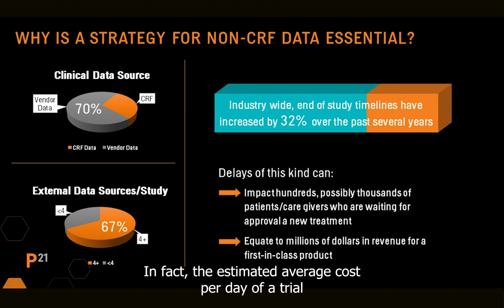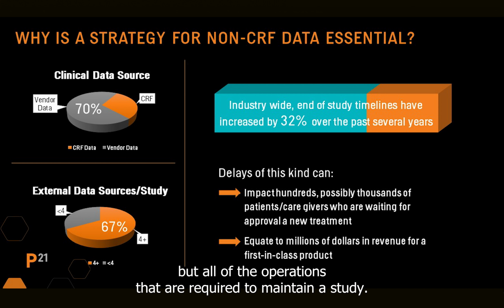In fact, the estimated average cost per day of a trial running longer than it was planned is $760,000. This is due to not only lost opportunity cost, but all of the operations that are required to maintain a study.